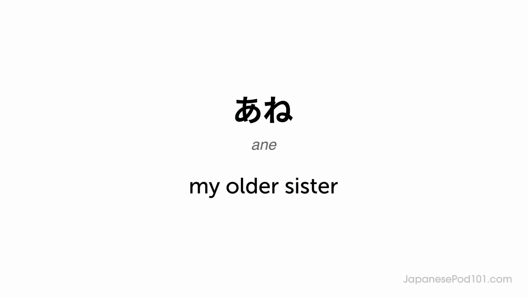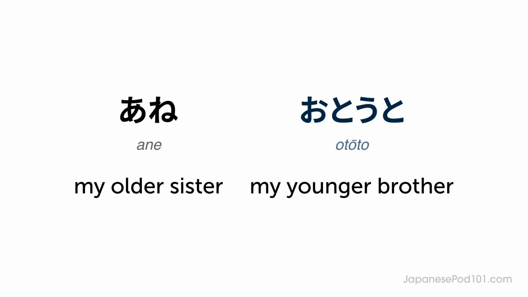Let's review the key vocabulary. 姉, my older sister. 弟, my younger brother. Note, these words are part of the set of words that one only uses when speaking about one's own family members with others.